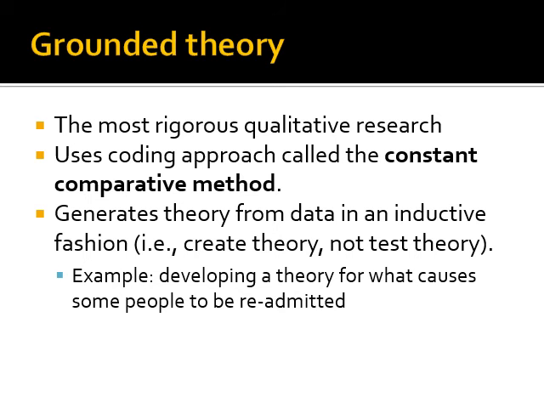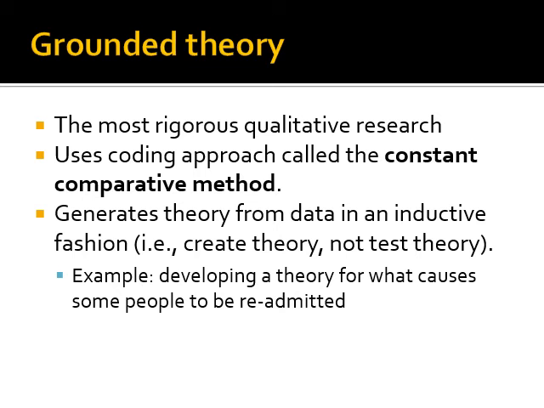Grounded theory is the most rigorous form of qualitative research. It uses a coding approach called the constant comparative method, and we'll watch a video on this in a moment. Grounded theory has the goal of generating theory from data in an inductive fashion. In other words, the goal is to create theory based on the data rather than test theory based on pre-existing notions of what really is occurring.